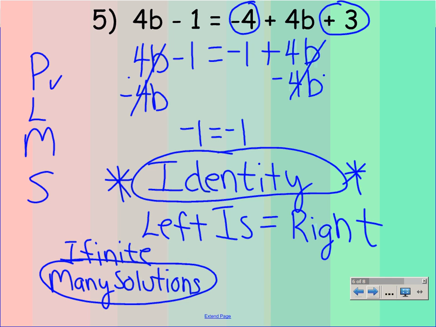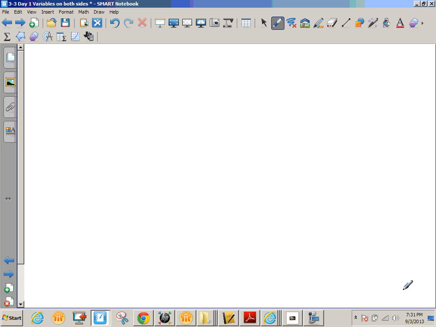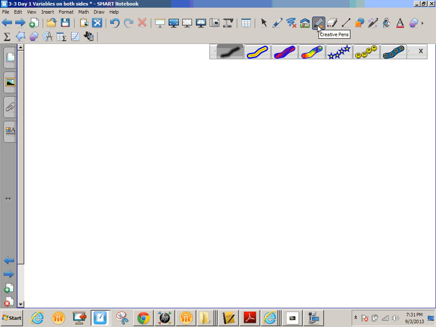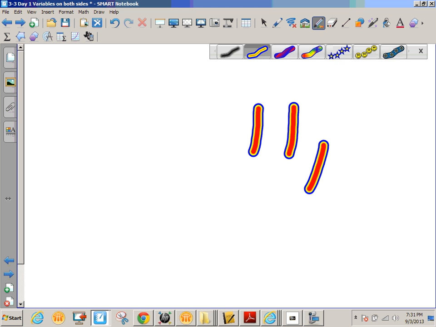It's kind of like a mirror image. When the left looks at the right, we end up with exactly the same answer. And that looks like it's going to do that for us for solving equations when we have variables on both sides.